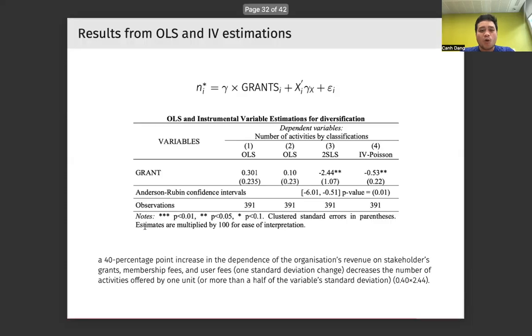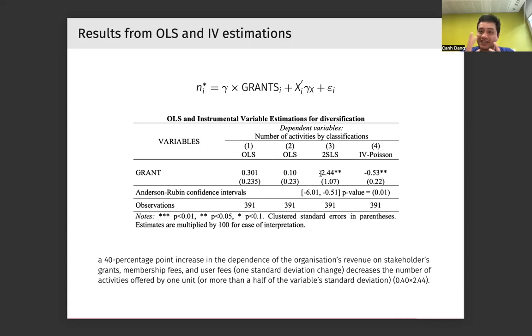Now, the result: we got pretty much consistent results. So we found that once we try to account for the heterogeneity, we get a negative result. The interpretation here is pretty interesting. So the estimate is around minus 2.44. Our interpretation is about a 40% increase in the dependence of an NGO's revenue on international donation and membership fees.